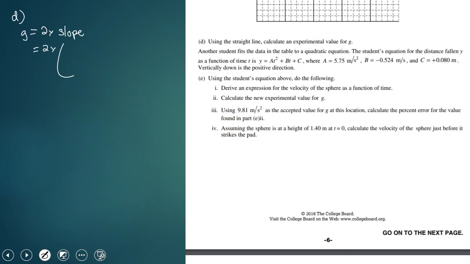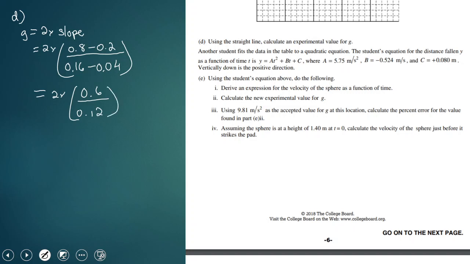So my slope would become 0.8 minus 0.2 over 0.16 minus 0.04. And so based on these points, I can calculate my value of G to be 2 times, this would turn out to be 0.6 over 0.12, which is equivalent to 2 times 5, which is equal to 10. So I believe that they accept a fairly wide range of answers.